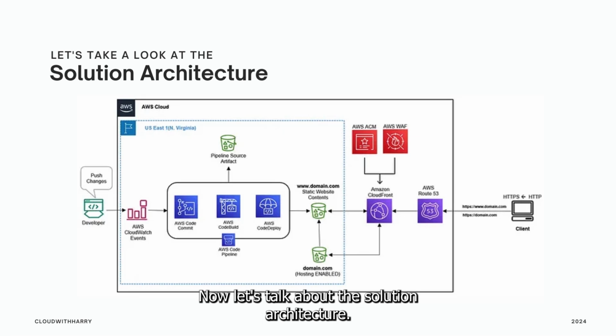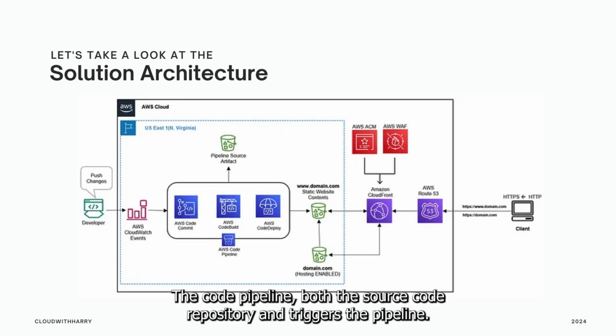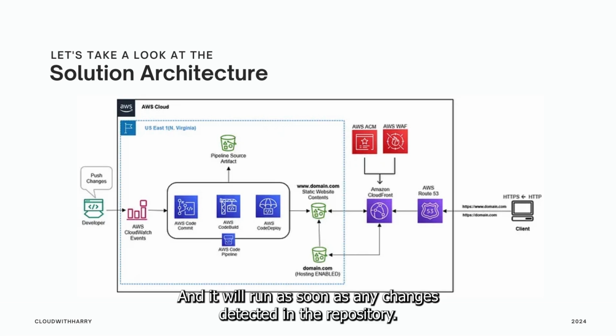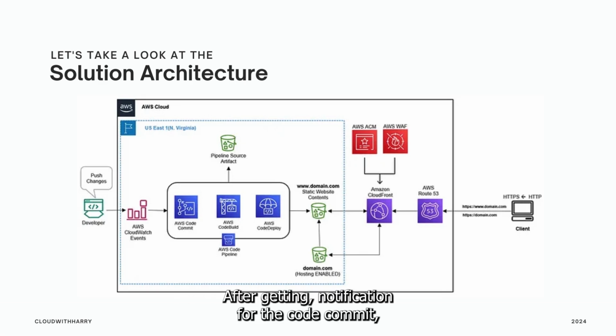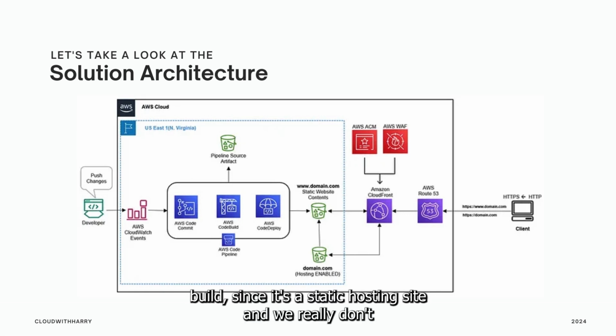Now let's talk about the solution architecture. As soon as a developer commits his changes to the main branch within the CodeCommit repository, here you can see that CodePipeline polls the source code repository and triggers the pipeline, and it will run as soon as any change is detected in the repository. After getting the notification from CodeCommit, CodePipeline will start CodeBuild. Since it's a static hosting site and we really don't have anything to build, we will skip this step.